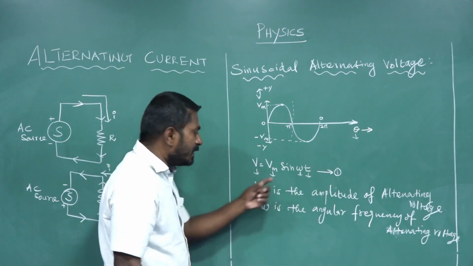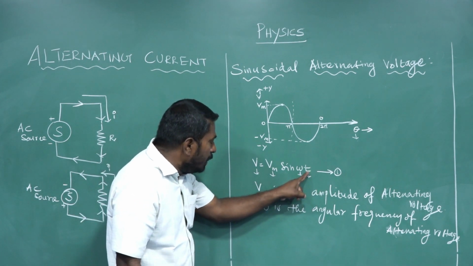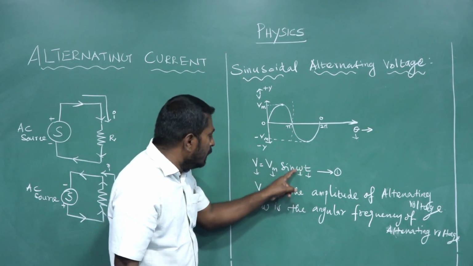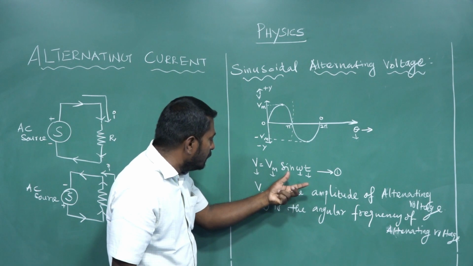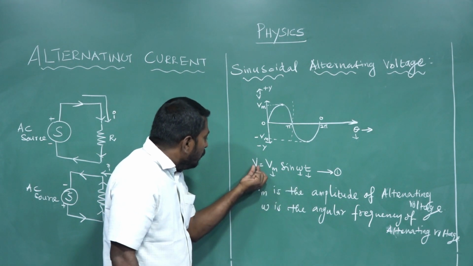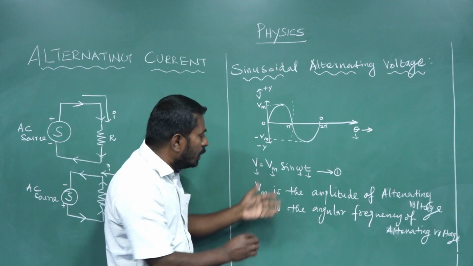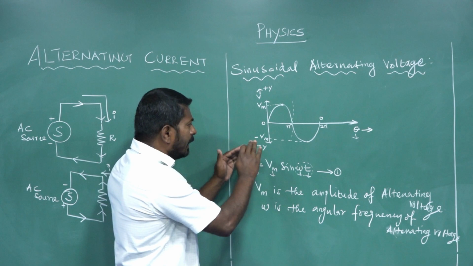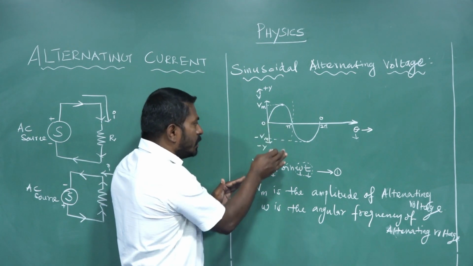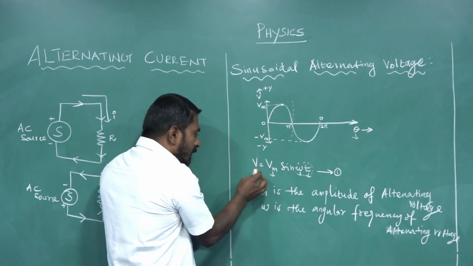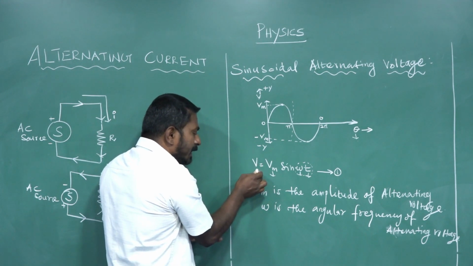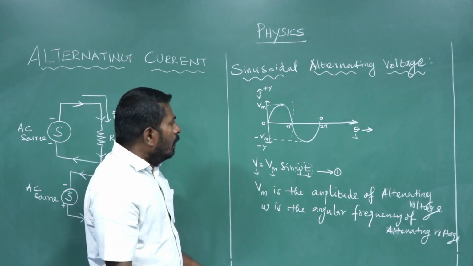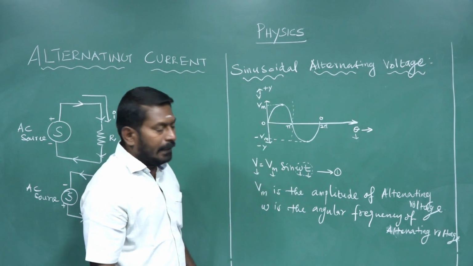t is the instant of time. As time increases, the omega t value increases, and the sine function value continuously changes. So the voltage continuously changes with respect to the omega t value, and the alternating voltage magnitude continuously changes. We represent the alternating voltage at that instant by the expression V equals Vm sine omega t. Now, what is sinusoidal alternating current?